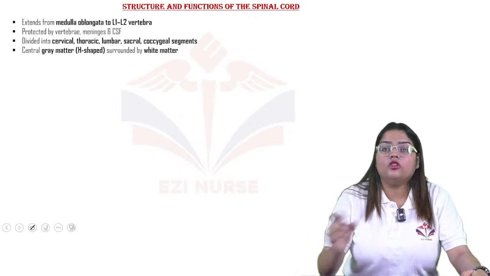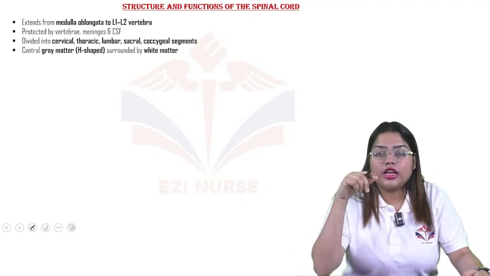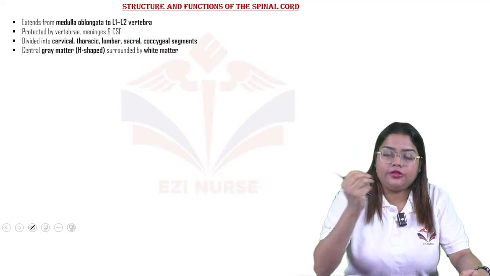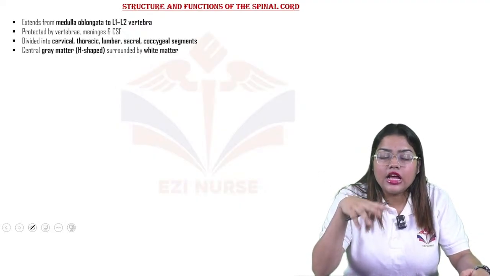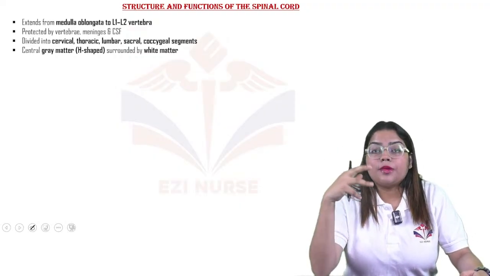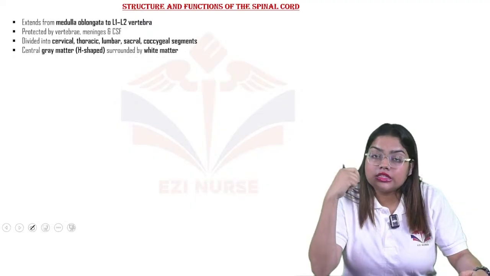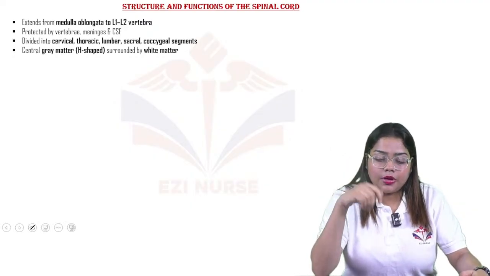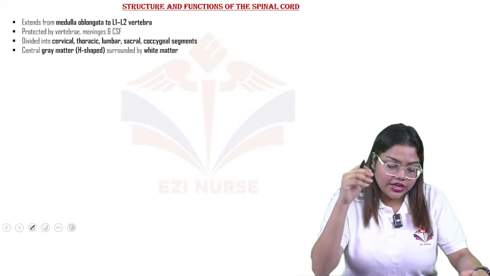So what is the spinal cord? The spinal cord is a thread-like structure which starts from the medulla oblongata in the midbrain, and ends in our spinal vertebrae. Okay, so it is a part of our central nervous system. It extends from the medulla oblongata to the lumbar 1 and lumbar 2 vertebrae, where it ends.